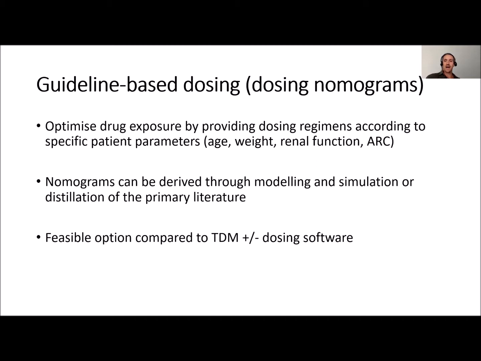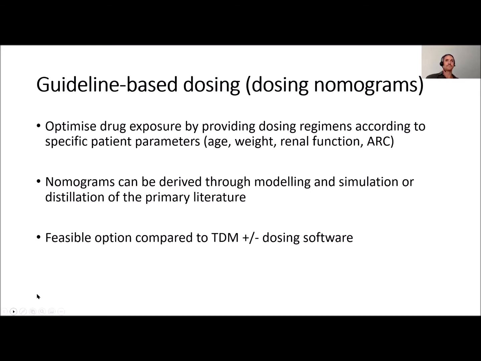When nomograms are created, they're generally done via two approaches, and most commonly is through modeling and simulation, or the alternative is to go through the primary literature and then assess that based on either evidence of target attainment, or in some cases, clinical outcome data based on specific target attainment. And as I mentioned, it can be a feasible option compared to TDM and dosing software, and I'll touch on that a little more.